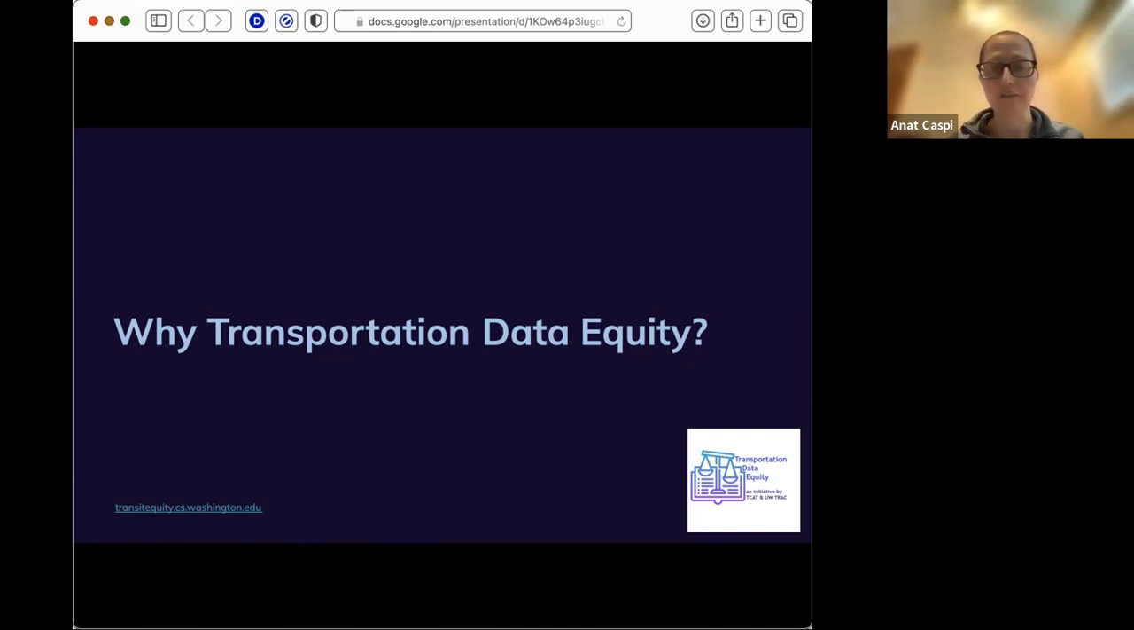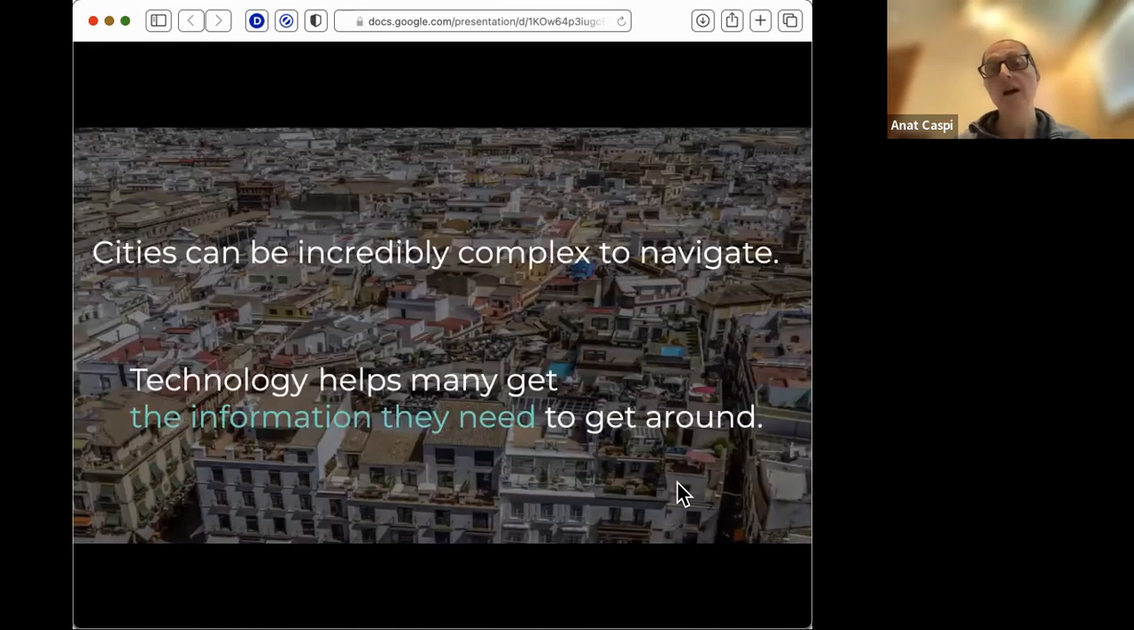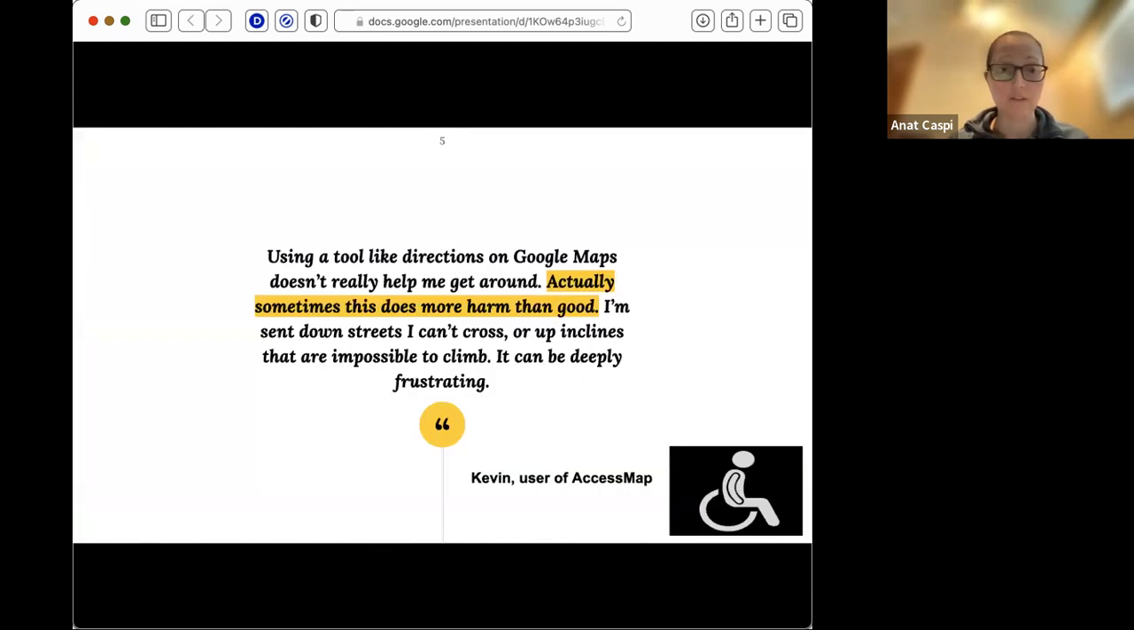So why is it that we're interested in just doing more of the same that others are doing? So I'm going to motivate this by saying that cities can be really complex to navigate. And just like Sam acknowledged earlier, technology helps many people get the information that they need, but there still are some gaps in terms of some of the environments that people travel through, as well as some of the services that are provided. So we do a lot of participatory design in our work at the lab. You'll see that hopefully soon.